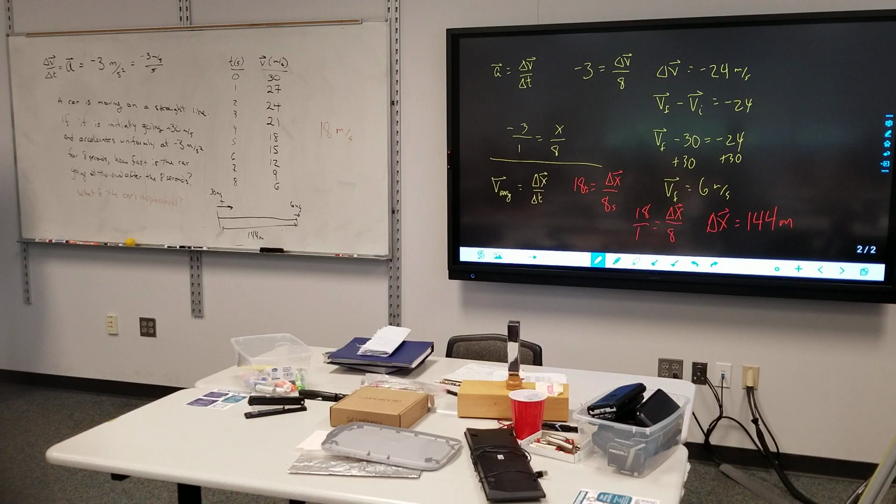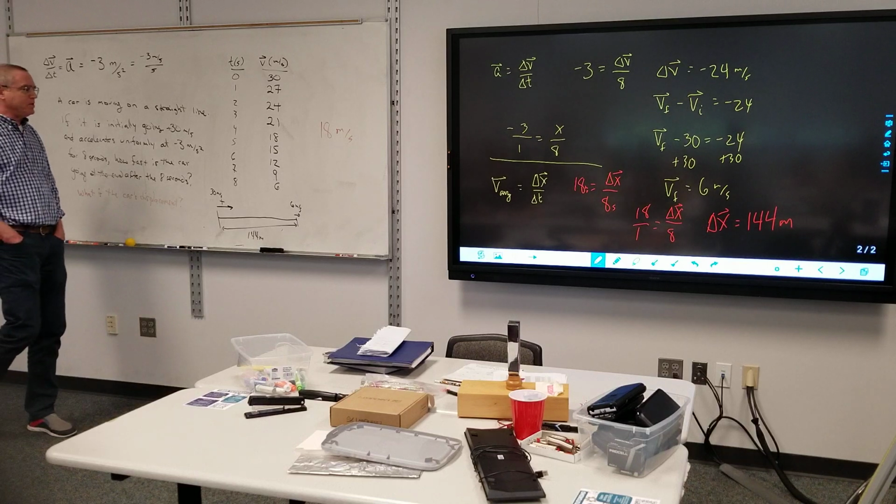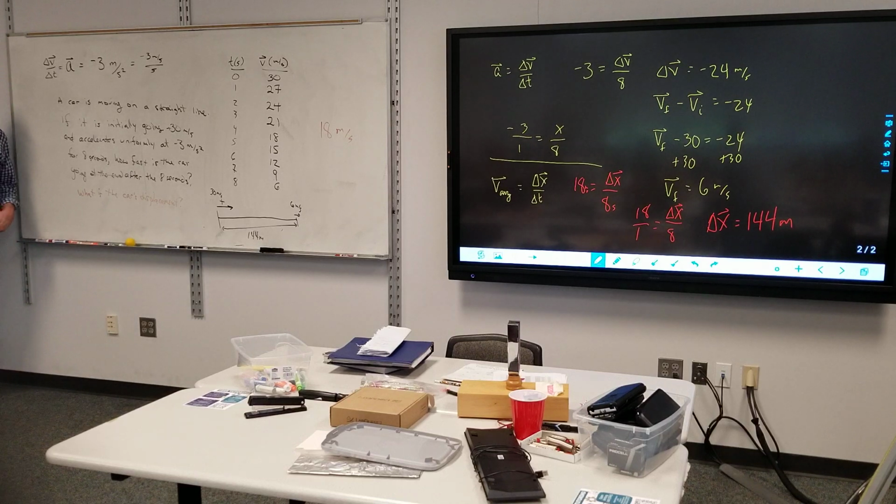What is his average speed? 18 meters per second. Yes, all right. So in that particular case, the magnitude of my displacement and the distance are the same. The magnitude of the average velocity and the average speed are the same. Don't worry, I'll give you a situation where that's not true.